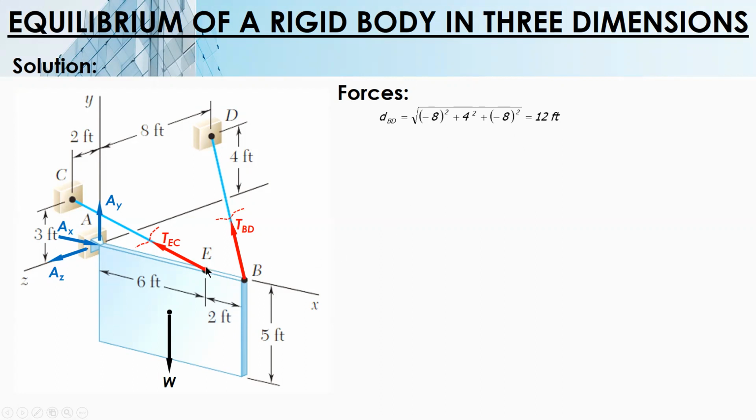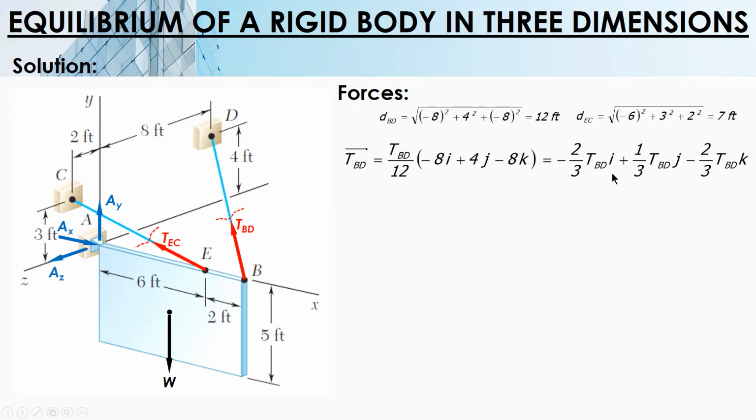For EC, from E to C, you move this way, negative 6i, and move up, that's positive 3j, and then move this way, that's positive 2k. So this is for EC, negative 6i plus 3j plus 2k. This is the force in vector form: the scalar value TBD over the distance, times the components, negative 8, positive 4, negative 8. And then you distribute this, TBD over 12 times 8, you will have this. And then you do the same for TEC: negative 6, positive 3, positive 2.